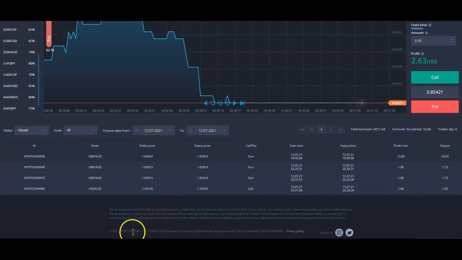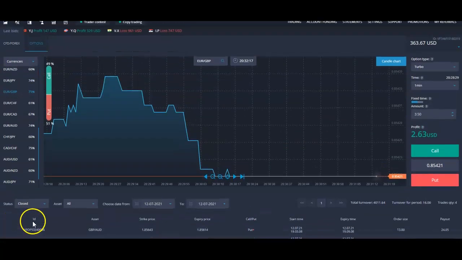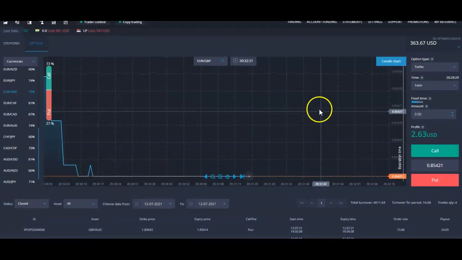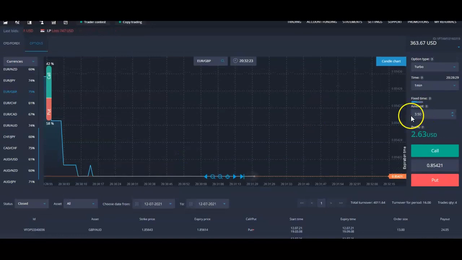Now, I can't stress enough, guys, it is crucial that when you're trading, you have the fixed time on to make sure you're getting the appropriate time frame, and that you double check the amount that you're risking.